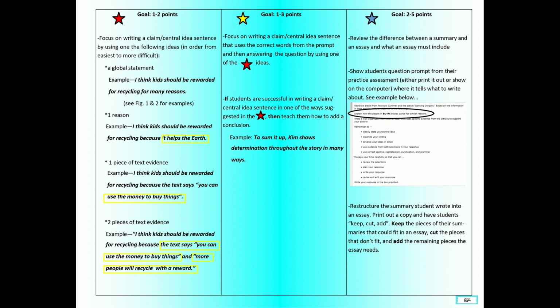One activity that they actually really like, and it's nice because it doesn't throw out what they wrote, it reframes it, is an activity I call keep, cut, and add. So what I'll do is I'll take a piece of paper and I'll fold it into three sections. We'll review the three parts of the essay. Then they'll cut up their summary response and put those sentences where it could fit. So we call this keep, cut, and add. Keep the sentences that work, cut the ones that don't, and then let's look at what type of sentences we need to add to complete our essay.